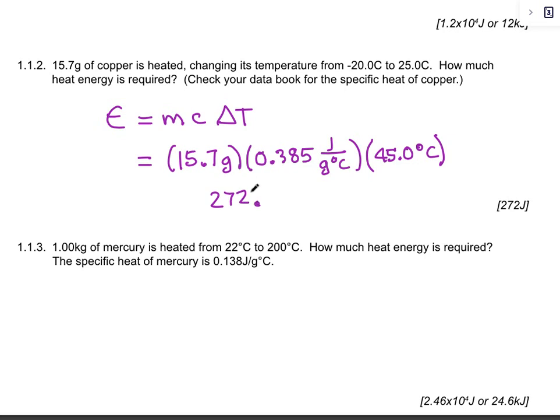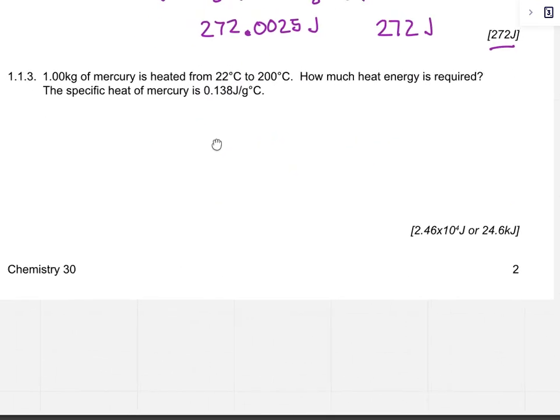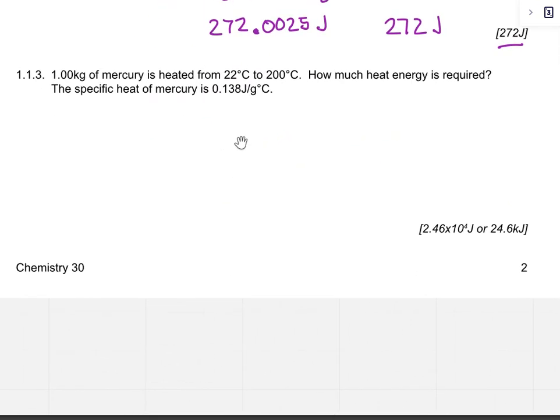And I get 272. My calculator gave me a gazillion digits for this. How much of that can we keep? Mass had 3 sig digs. Specific heat had 3 sig digs. Temperature change had 3 sig digs. So this one really is straightforward. We can give our answer as just 272 joules. Nothing too terrible. And then they do it again.